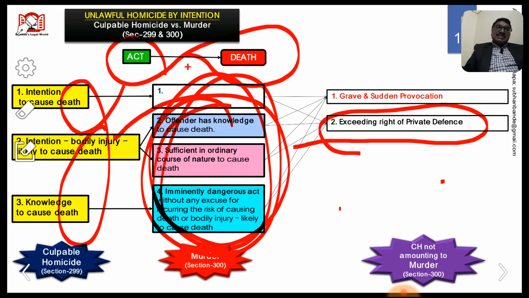If he exceeds the right of private defense, at the right of private defense there are some chances for protecting himself, but he exceeds his right of private defense. Hence it does not amount to murder, but it is a culpable homicide not amounting to murder. This is the second degree of culpable homicide.